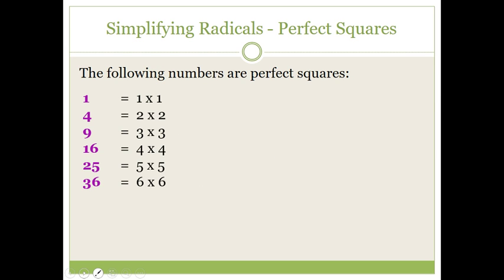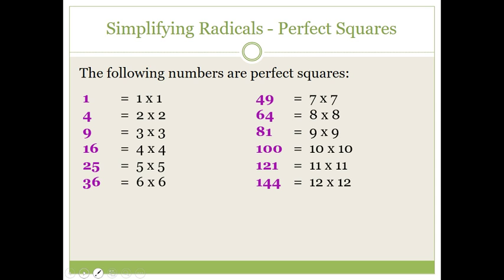All right, so let's talk about simplifying radicals. And I'm going to do it a little bit differently than they did in the lesson. But let's talk about first what perfect squares are. We know that perfect squares are numbers like 1, 4, 9, 16, 25. That's because 4 is the same as 2 times 2. Or we can say that the square root of 4 is 2.